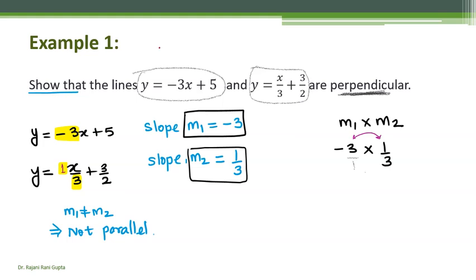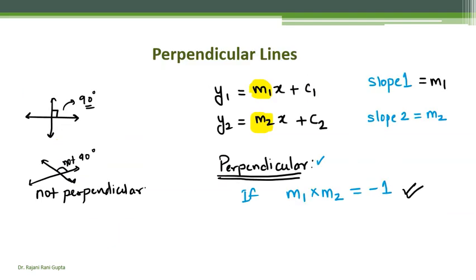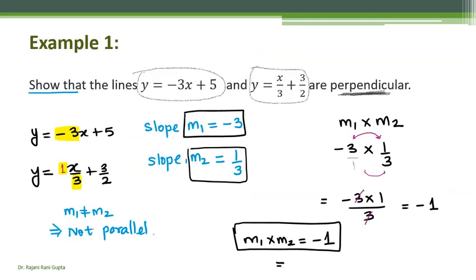So we multiply 1 with 3. This gives you minus 3 times 1, over 3, cancelling the same number from numerator and denominator. So what this gives you is minus 1. What we obtained is m1 times m2 equals minus 1. This is the condition for the lines to be perpendicular. So yes, you have to write: it means the given lines are perpendicular.